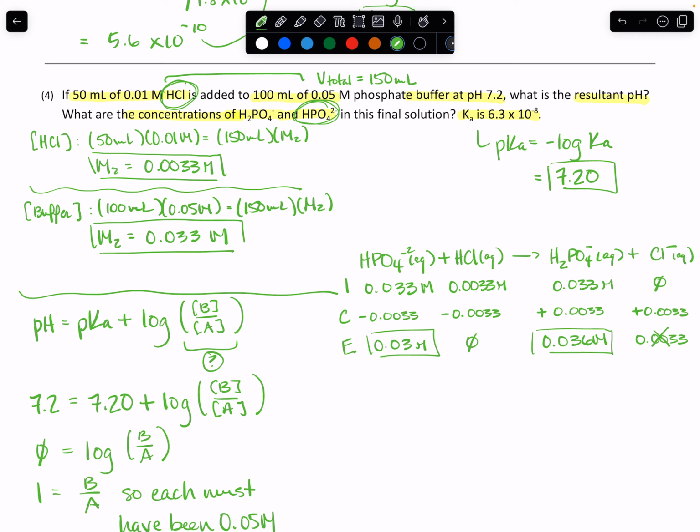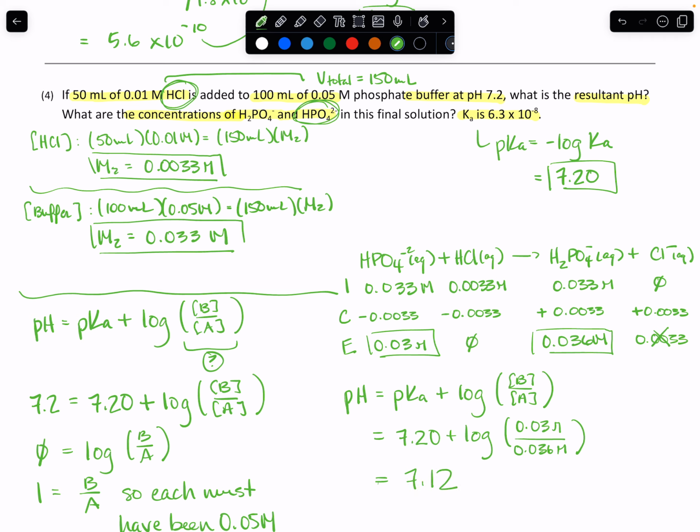That's a buffer system. So again, I'm going to use the Henderson-Hasselbalch equation, where I have the pKa plus the log of the concentration of base over acid. The pKa is still the same at 7.20. The ratio is different this time, though. Our base is 0.3 molar, and our acid is 0.36 molar. So we do that division, take the log of that value, and then add that to our pKa, and we have a new pH value of 7.12.